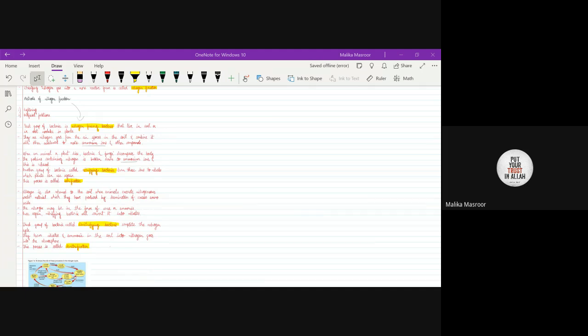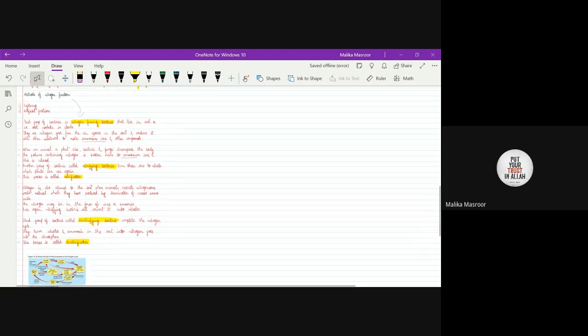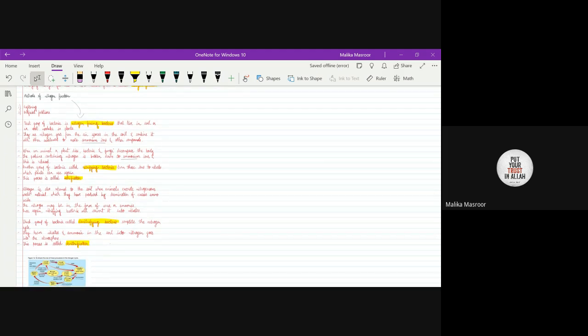Alright, is this clear? Any questions? Done? Is the nitrogen cycle clear? Okay. Alright, is everyone done? Umar, Ahmed, who else? Zoya, right? Any questions, anyone?